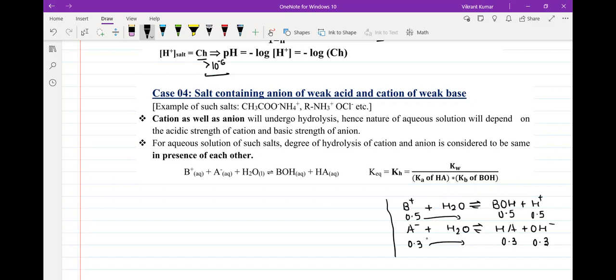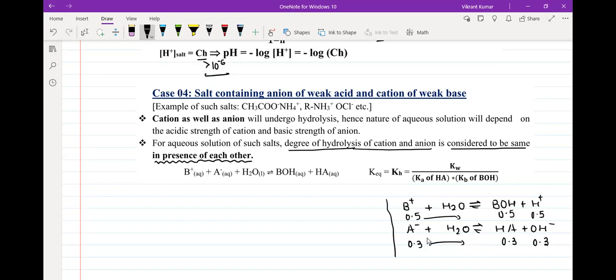you will get that a stronger acid in presence with weaker conjugate base of weaker acid, they are going to react na? And that's why we are saying degree of hydrolysis of cation and anion is considered to be same in presence of each other. Individually they can have different degree of hydrolysis, but in presence of each other they'll get equal degree of hydrolysis.